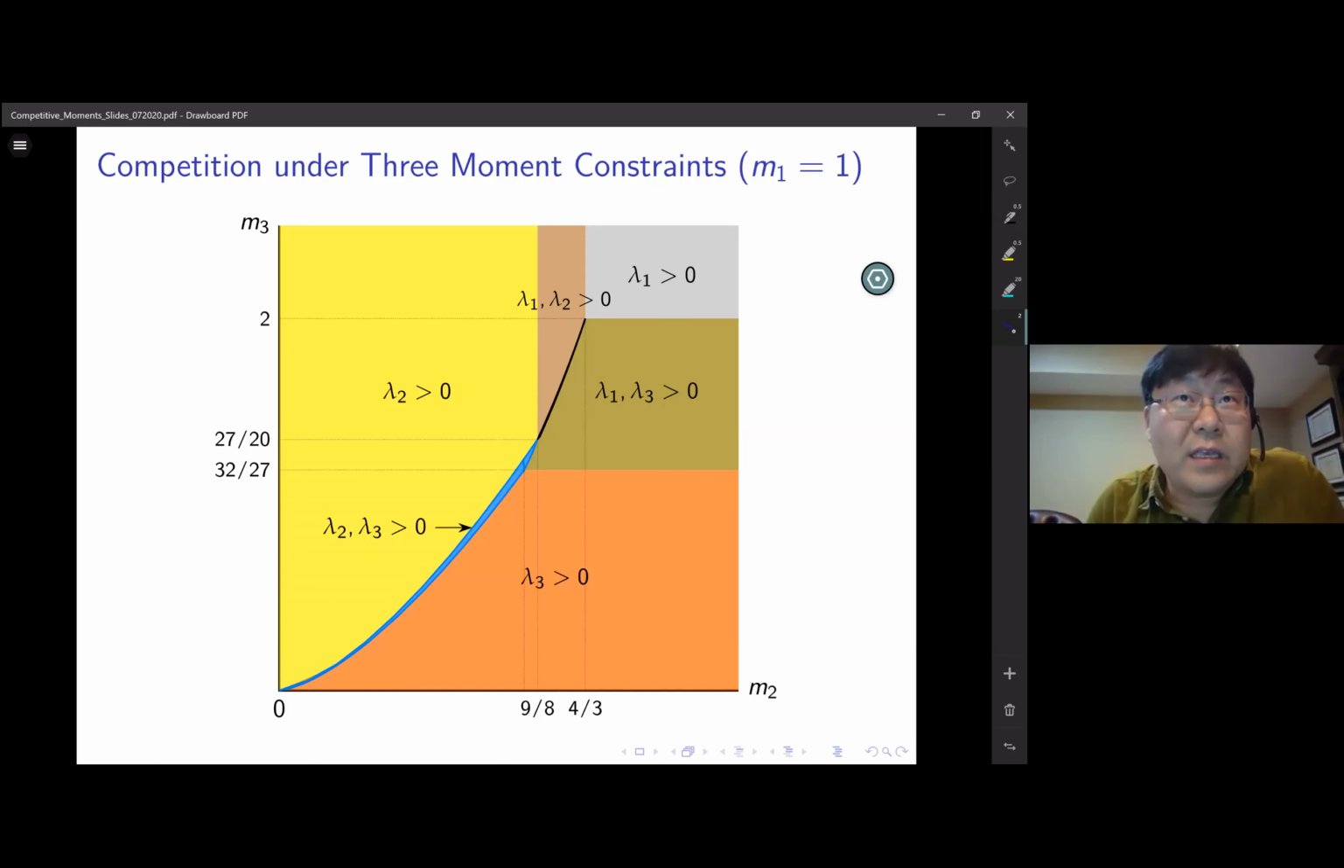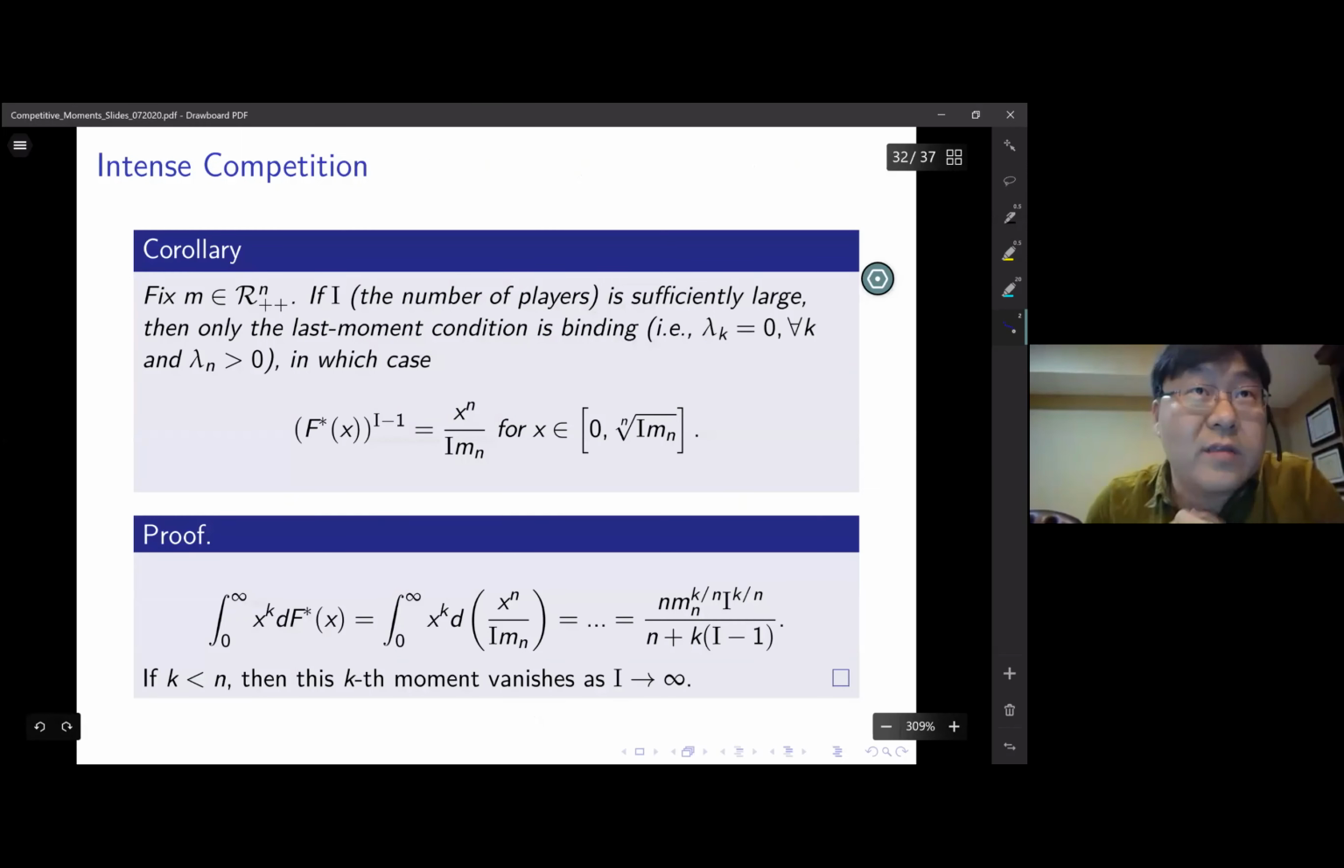Now, you must have already figured out that the number of cases increases exponentially fast as you add more constraints. Okay, so in fact, the number of total cases is going to be 2 to the n minus 1. So we actually start with 3 moments, but it turns out that there is one general case which we can say a lot about.